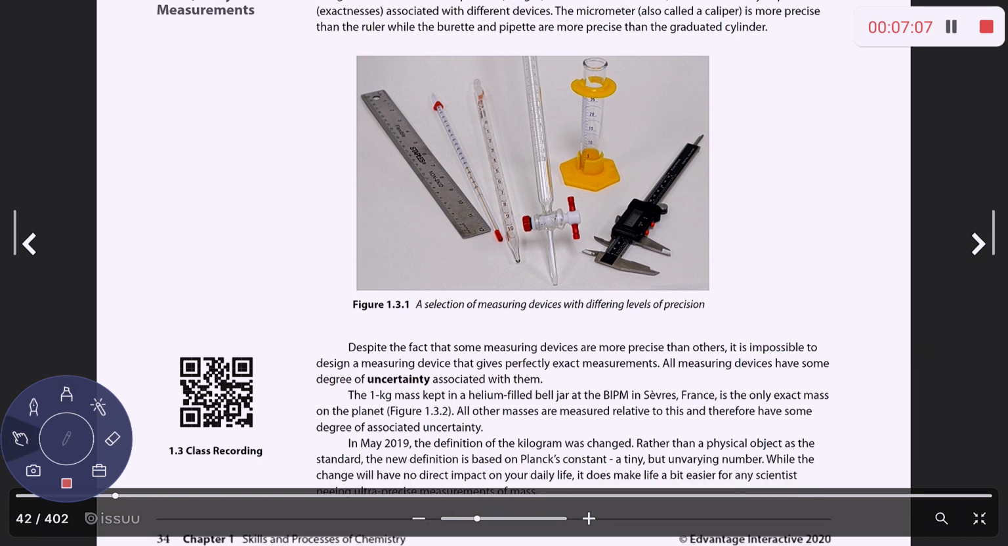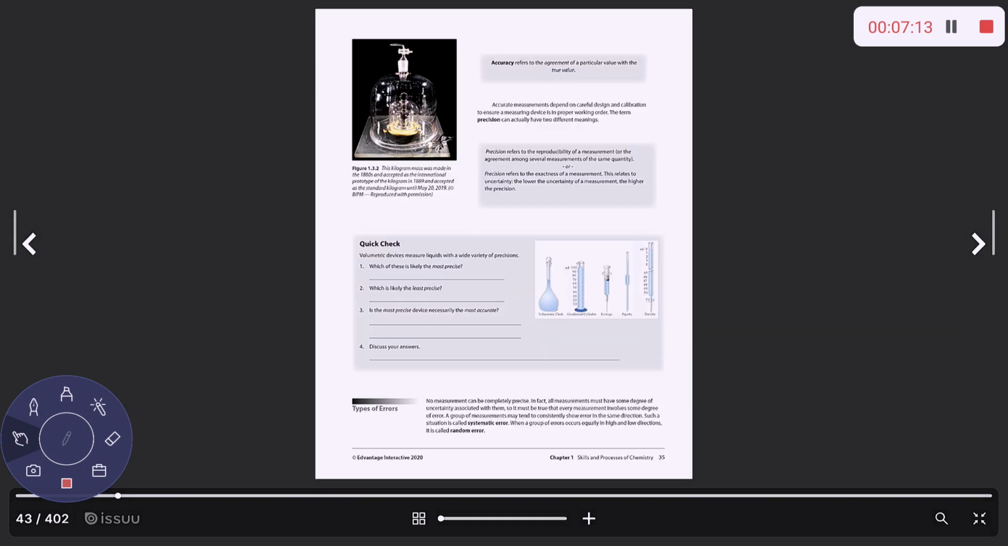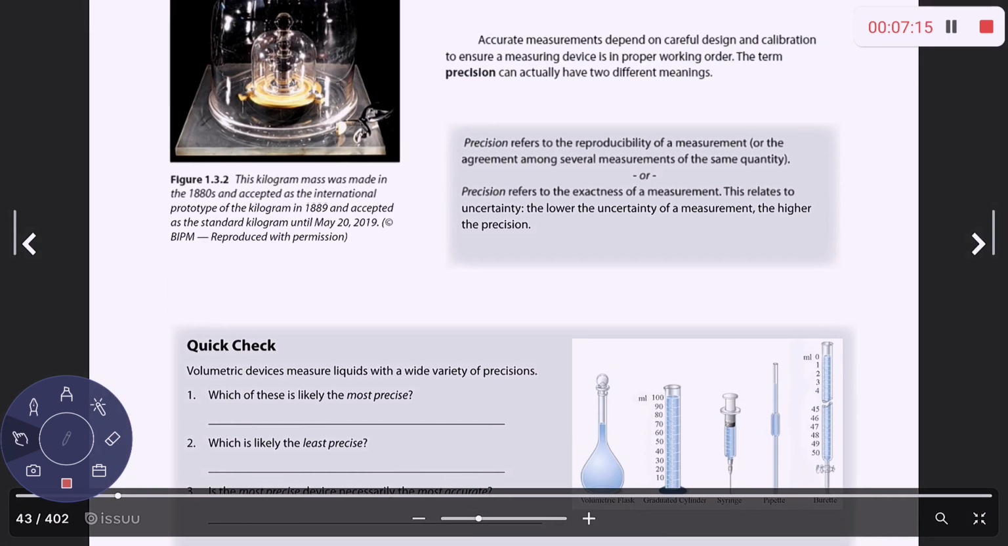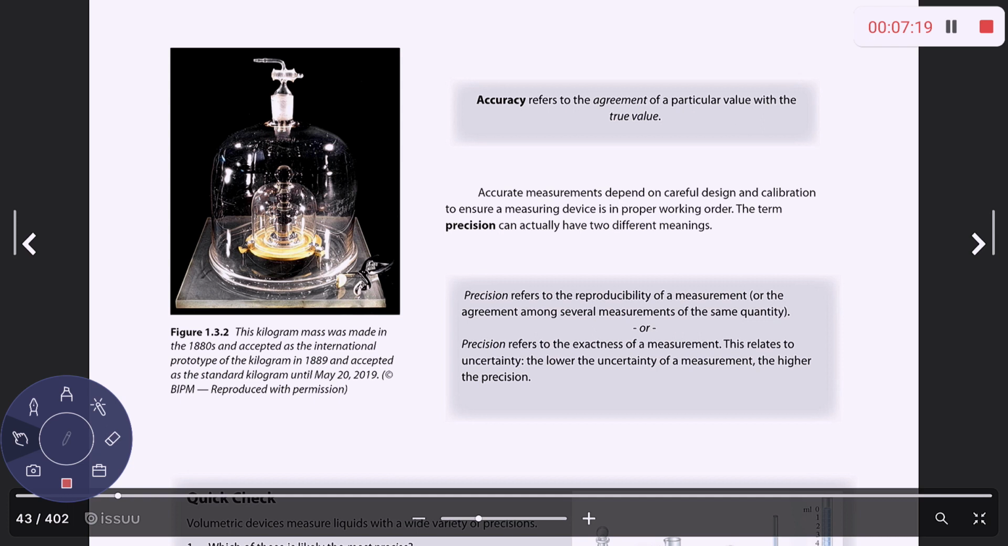Yeah? Okay, so there is a helium-filled bell jar with 1 kilogram of a mass in it. Let me turn this page. Here it is right here. This is the only exact mass in the world, and everything is measured in comparison to it, okay?